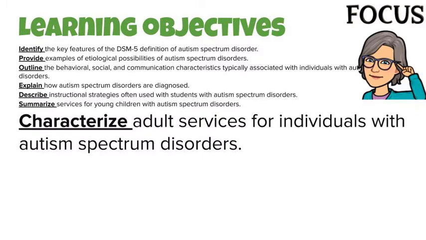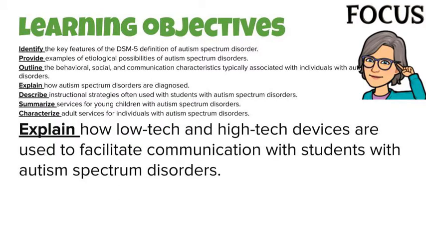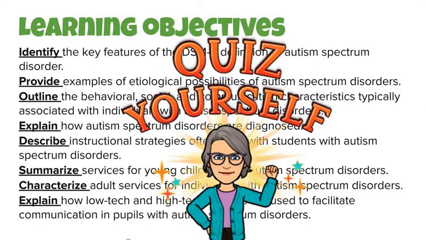You want to be able to characterize some of the adult services for individuals with autism and explain how low-tech and high-tech devices can be used to facilitate communication in students with autism spectrum disorders. So these are the things that you need to be able to do. As you go through the content this week, make sure that you're quizzing yourself regularly and that you're able to do these things.